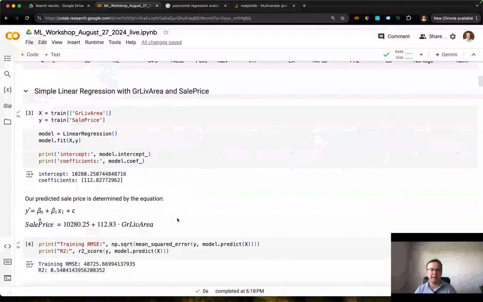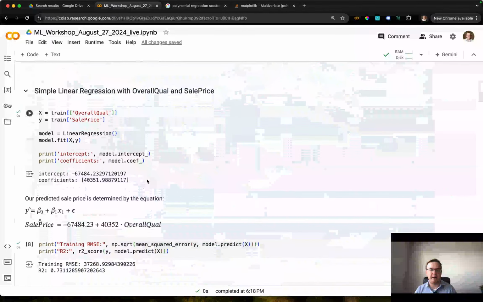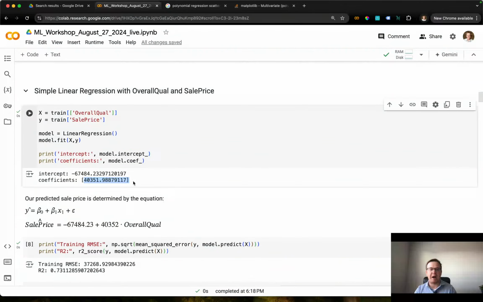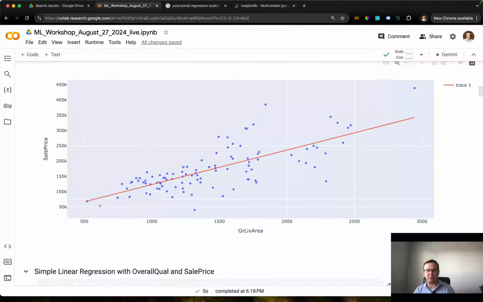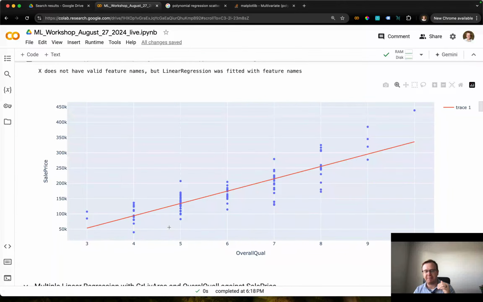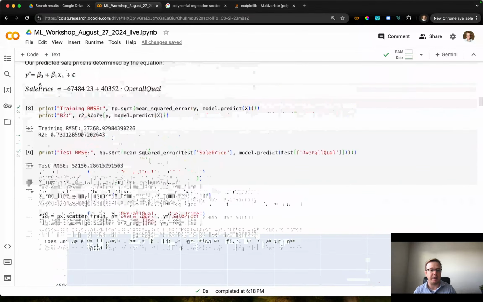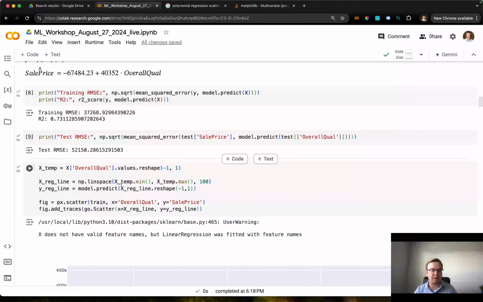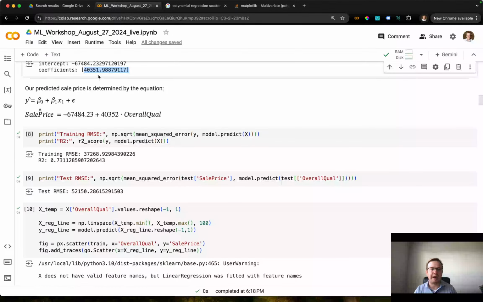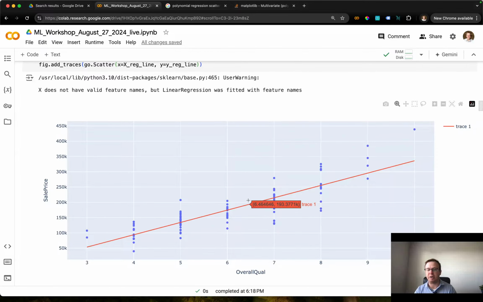We had $112 per square foot and $40,000 per level of quality. There were 10 quality levels. As you went from 3 to 4, 4 to 5, 5 to 6, that increased the value of your home on average by 40-something thousand dollars. What was it again? $40,352. That is the average increase of going up one quality level in the quality rating.